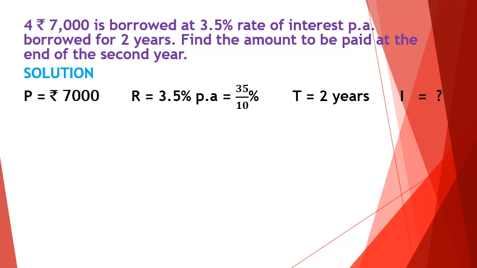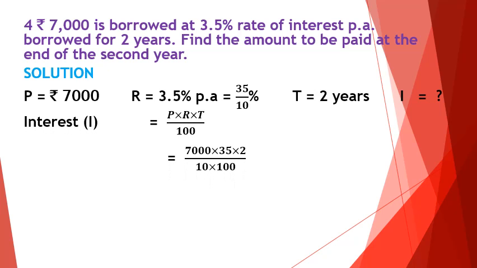To find the amount, first what do we have to find? We have to find interest. So interest equal to question mark. Do you remember the formula? Yes, simple interest equal to PRT upon 100. Now substitute the value. So 7,000 multiplied by 35 into 2 divided by 10 into 100. 3 zeros in the numerator and denominator are cancelled. So the numerator becomes 7 into 35 into 2. 35 2s are 70. 70 into 7 gives 490. Hence our interest is rupees 490.